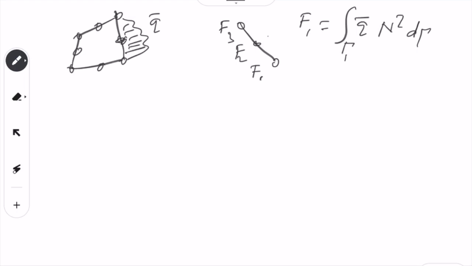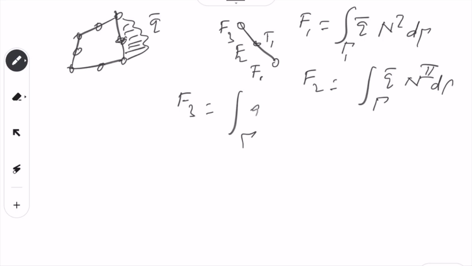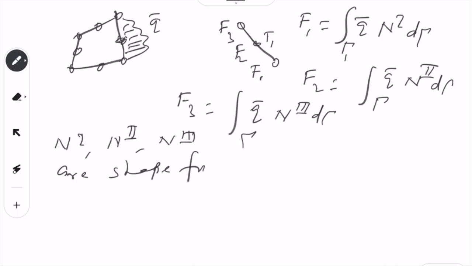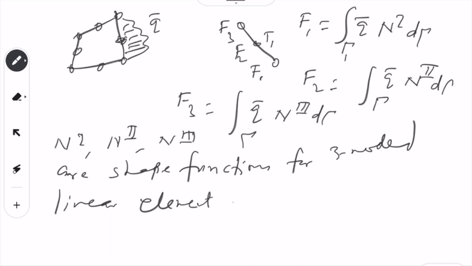Let us say this is gamma 1 we are talking about. So what we did, this is ni. Similarly, f2 will be gamma 1 q bar n2 and f3 equal to gamma q bar n3, where n1, n2, n3 are shape functions for a 3 noded linear element.